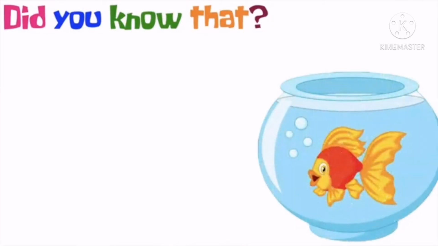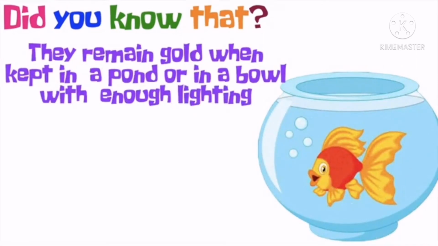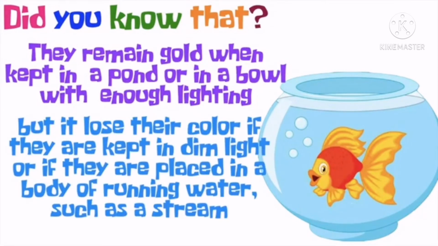Did you know that goldfish are a common household pet? They remain gold when they are kept in a pond or in a bowl with enough lighting, but they lose their color if they are kept in dim light or if they are placed in a body of running water such as a stream.